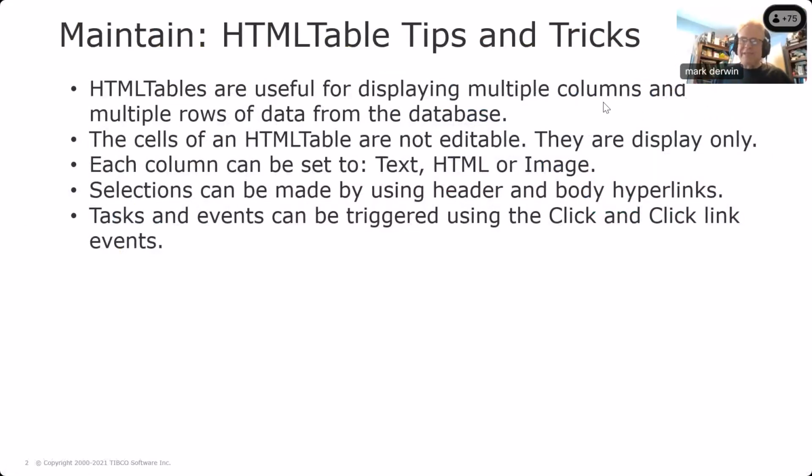So again, HTML tables are awesome for displaying data, columns and rows, but one of the neat techniques is we can set the columns to different things besides text. We have HTML and images. We can make selections by clicking on the header or body links or hyperlinks, but we can also use click and click link events. And these are the things we're going to discuss today. And again, we're going to go live.